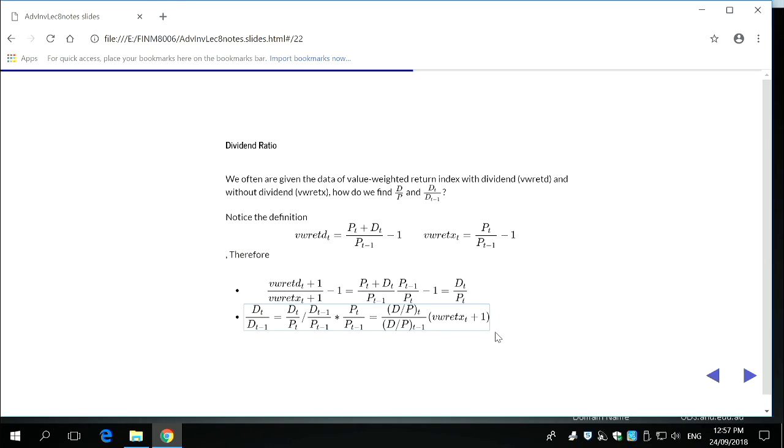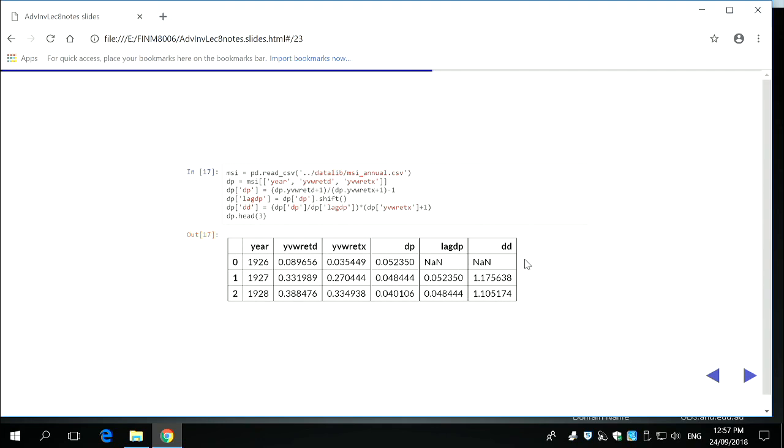So we can actually calculate the DP ratio and the DD ratio based on the value-weighted returns with or without the dividend. For example, I have this MSI annual return, and I can calculate my DP ratio just by plugging into this formula. This is value-weighted with the dividend minus this value-weighted without dividend minus 1. I can also calculate my DD ratio. Although we have the value-weighted returns, we can actually recover the dividend ratio and the dividend growth from this.